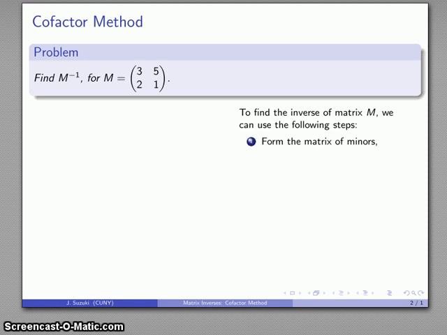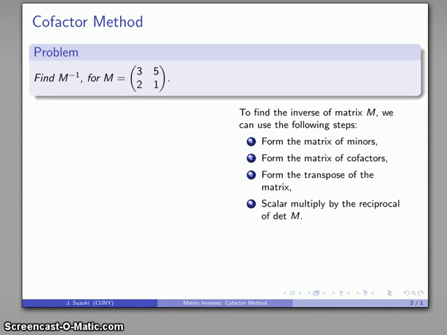First, I'm going to form the matrix of minors, and we'll explain what that is. I'm going to form then the matrix of cofactors, and then I'm going to transpose this last matrix, and I'm going to scalar multiply by the reciprocal of the determinant of the original matrix. So let's go through those steps.